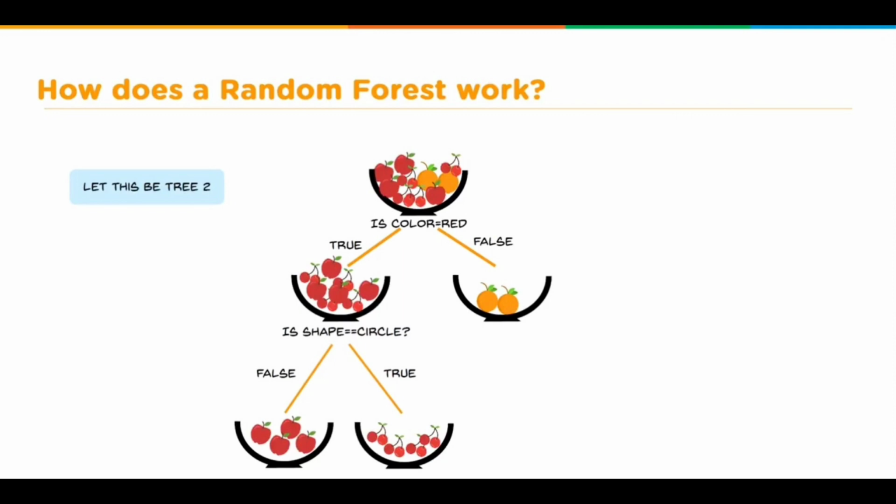Let us consider this as tree 2. Here also there are apples, cherries and oranges. From the first bowl there is a condition that is color is equal to red. Here the oranges' color is not red, so oranges fail the condition. Cherries and apples come true. From these apples and cherries, again the condition that is shape equal to circle. Here apples do not have circle shape, so they fail the condition. Cherries have the circle shape, so the output is cherries for this tree 2.